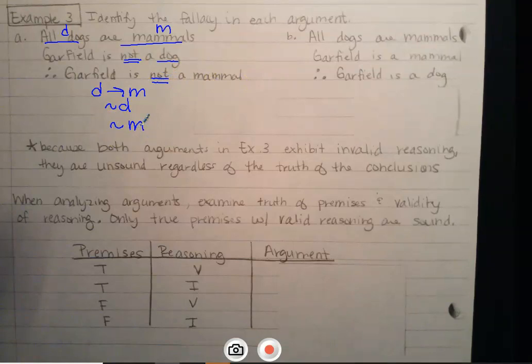Which fallacy does this fall into? This is the same as, it was if P, then Q, and then it said, well, if it's not P, then it's not Q. So that fallacy was assuming the inverse. This was called assuming the inverse.